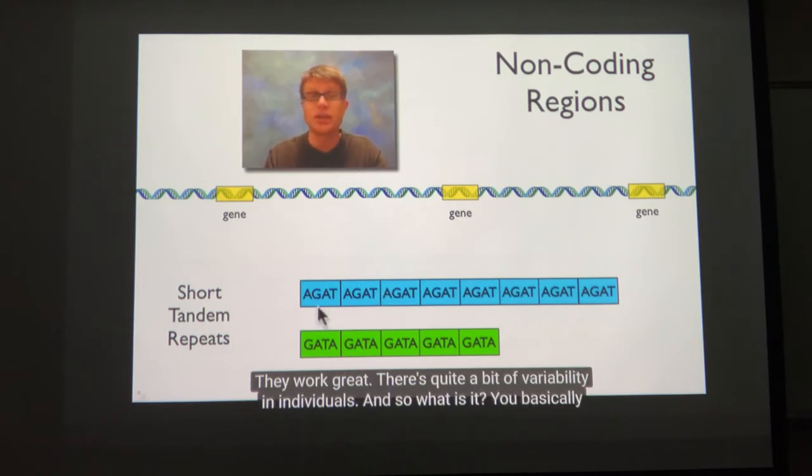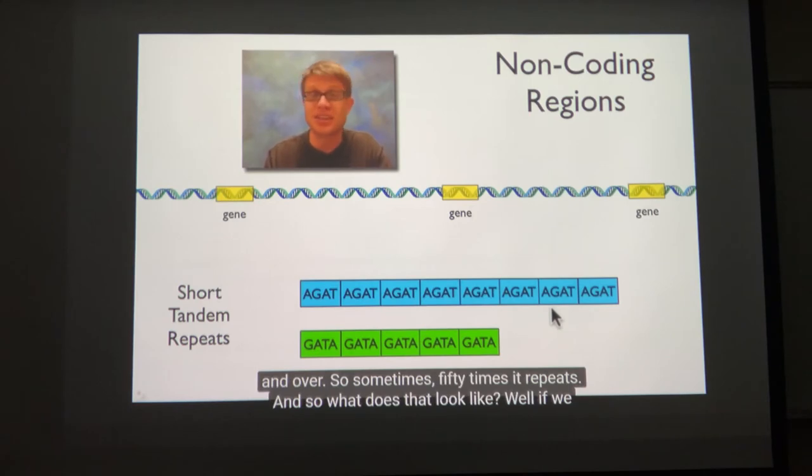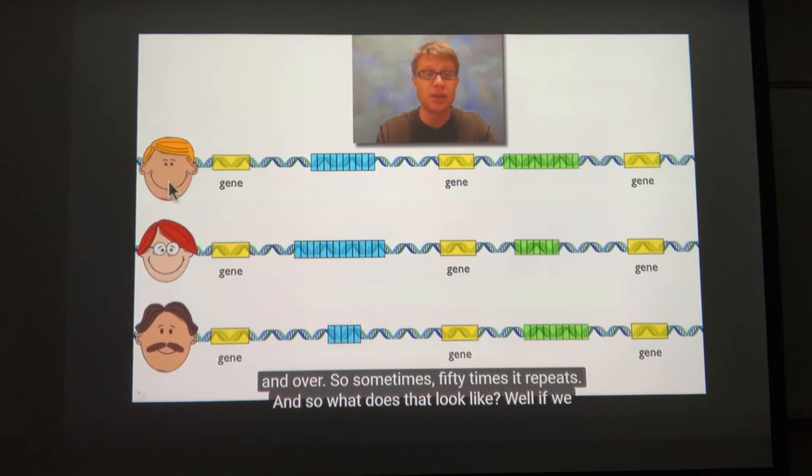And so what is it? You basically have letters of DNA that repeat over and over and over again. So sometimes, you know, 50 times it repeats. And so what does that look like? Well, if we have these three individuals, we'll call this Mr. Blonde, Mrs. Red, and then Mr.